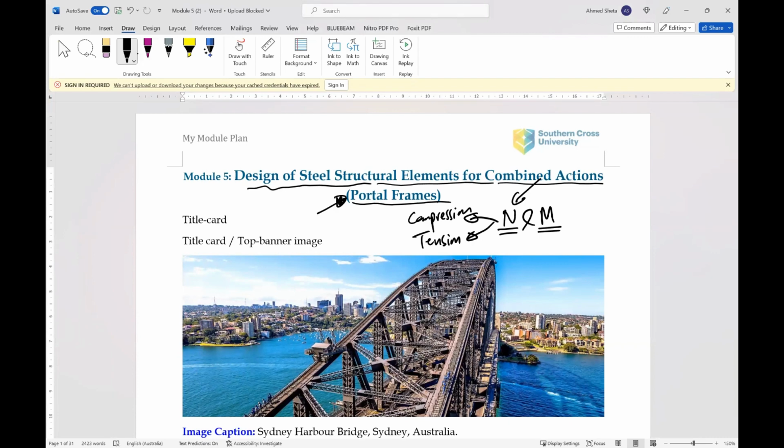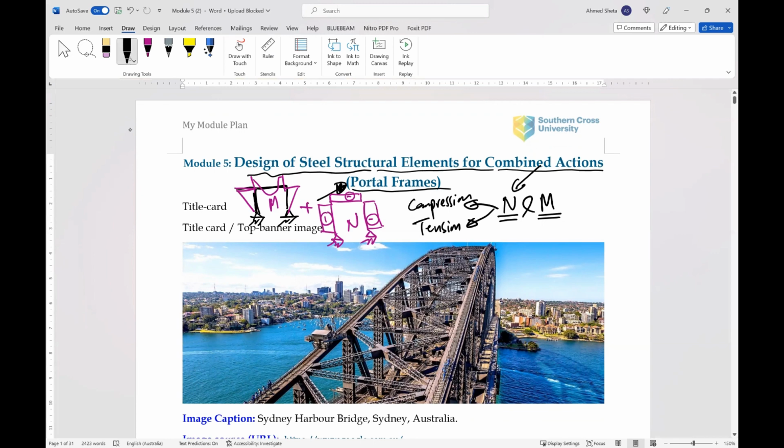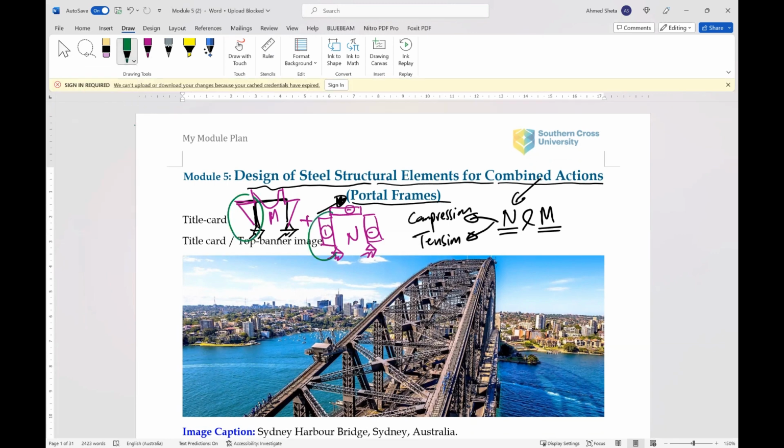Because as you know, in any portal frame, the column or the beams are subjected to moment, for example, something like that, and also normal force, for example, like that. So this is normal force and this is bending moment. So when you design the column or the beam of a portal frame, it is subjected to the combined action of normal force and bending moment.